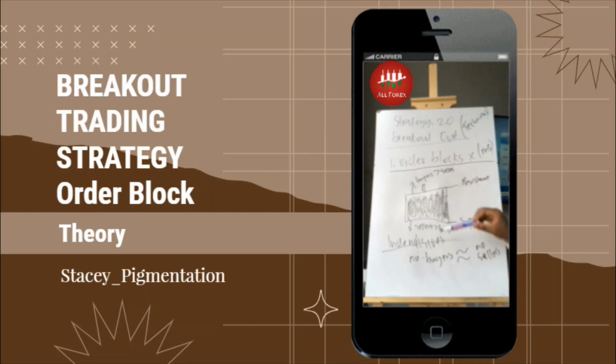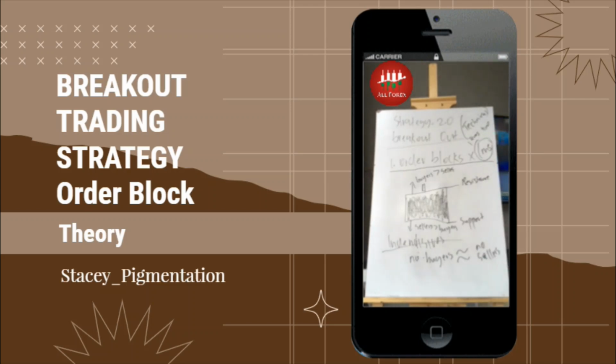So imagine identifying an order block on H1. How many hours would you wait for a candlestick to close outside the order block? So M5 saves you time. This saves you time.